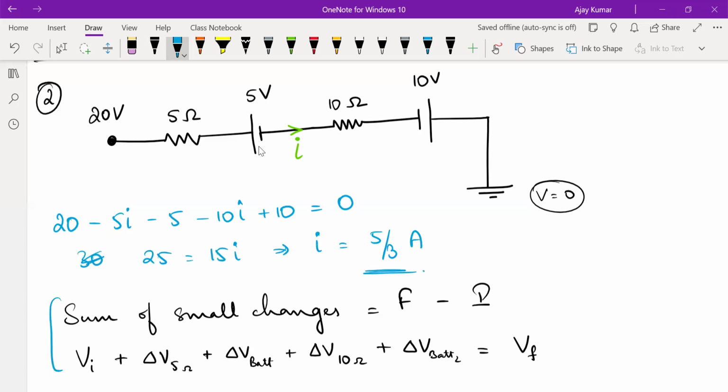So this is the idea that we are using. The initial potential where you start from plus the sum of potential changes should be equal to the final potential.